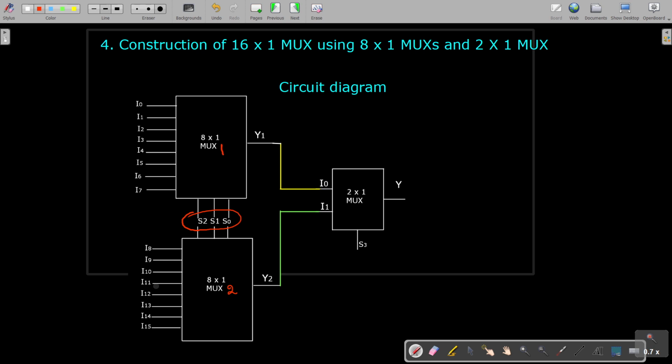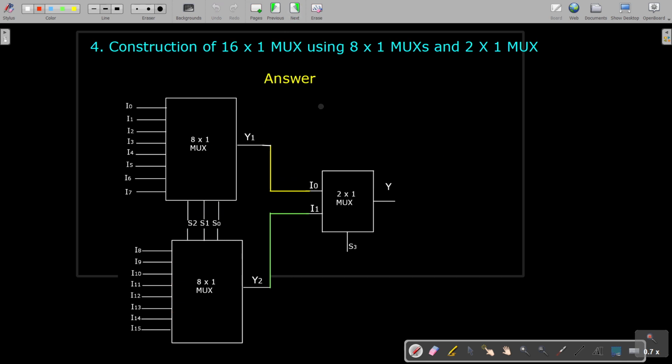And we have renamed this. But actually they are I0 to I7 of this 8 by 1 MUX, isn't it? I0, I1, I2, I3 and I4, I5, I6, I7 of this 8 by 1 MUX. And here we renamed this Y1, Y2 also, and this S0 is also renamed as S3. Okay, so if you construct this, definitely this would work as a 16 by 1 MUX. The whole circuit diagram now acts as the 16 by 1 MUX. So this is the answer for our problem asked in 4.31 of digital design.